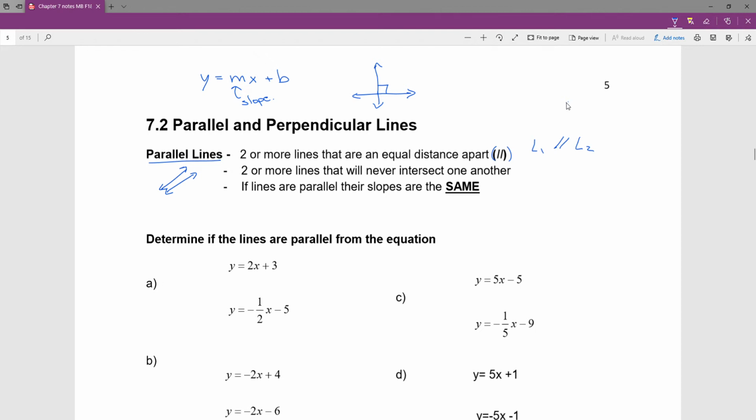I kind of personify them as star-crossed lovers, in that they're never going to come together even though they're so much alike. I don't know if you see lines as personalities, but anyway, that's what I think of when I think about this stuff.